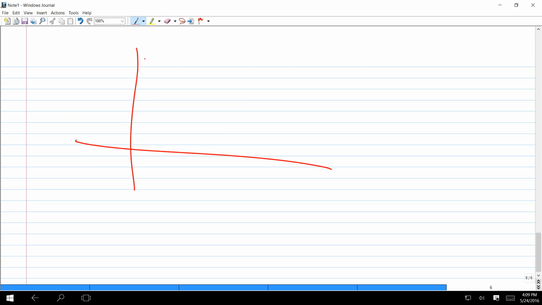Hyperbola? No. Hyperbolas have these, but they never reach zero. Asymptotes. Asymptote. So a function can't have asymptotes?